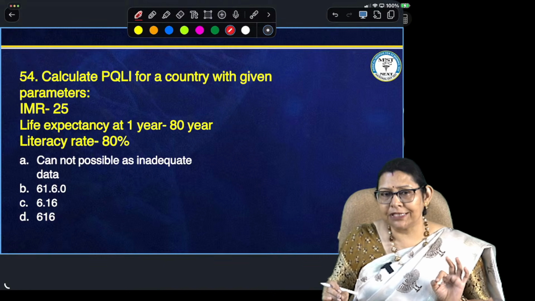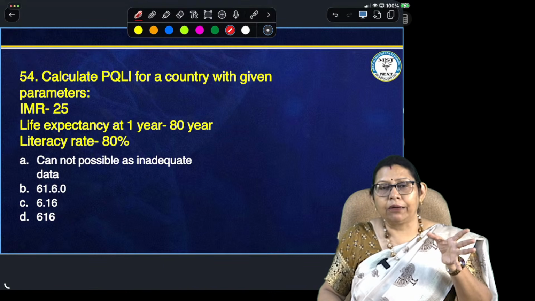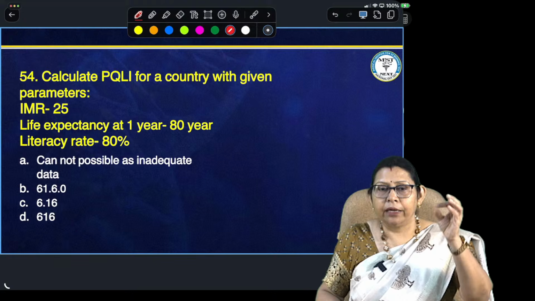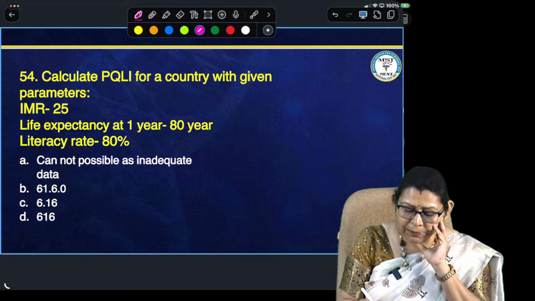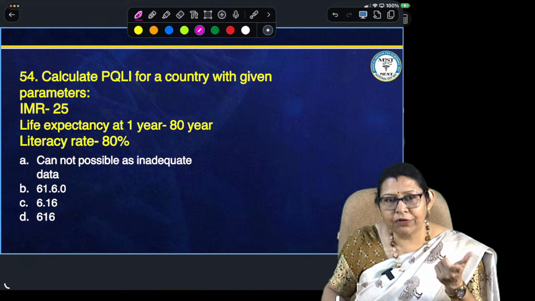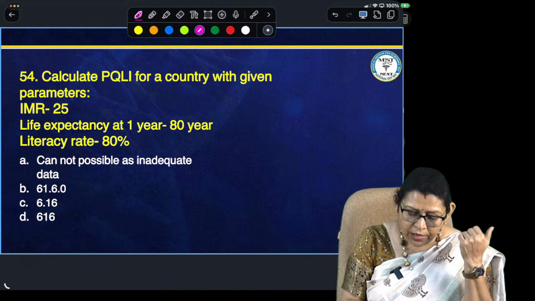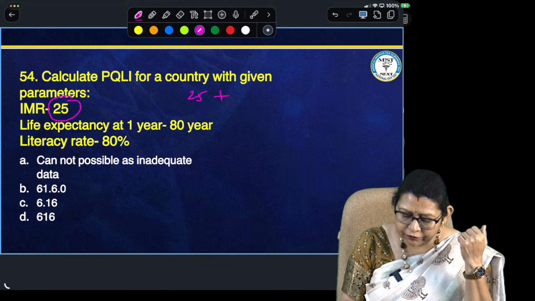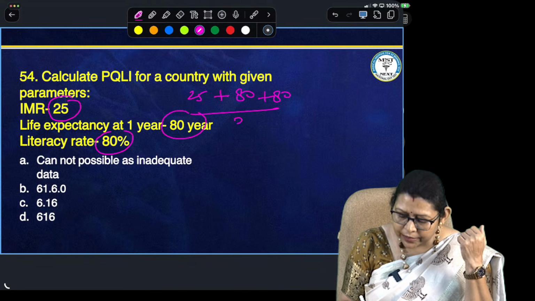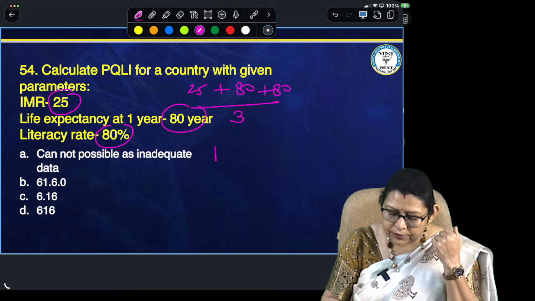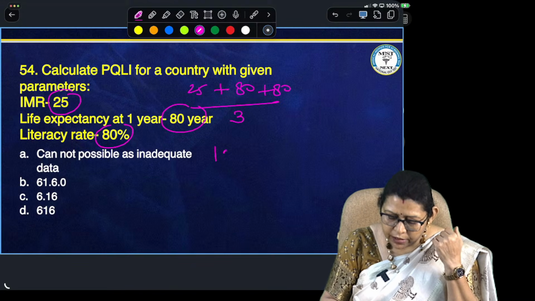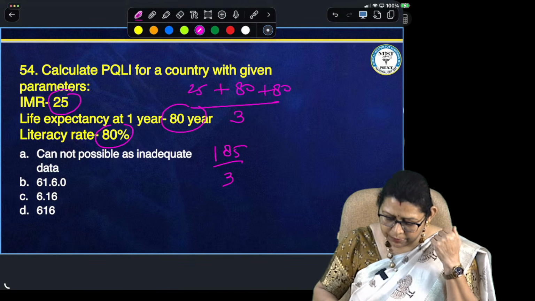The basic concept you have to remember here is that PQLI is calculated as an arithmetic mean, simply you have to find the average. Okay. So there are 3 parameters: life expectancy at 1 year, literacy rate and IMR. So what is the IMR? 25. What is life expectancy? 80. And what is the literacy rate? It is 80. And there are 3 parameters, so divided by 3. So it is 160 and 185 divided by 3.